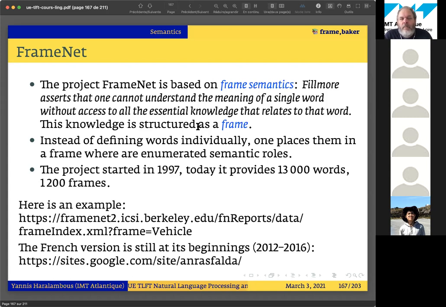In a given frame, each term has a single meaning. So frames eliminate polysemy. And in a given frame, you can describe nouns and verbs and adjectives in a very clear way. So FrameNet defines frames. You have about 1,200 frames. And in each frame, you have words and their relations and also examples. So I invite you to go and take a look at this research. It's very important and can be very useful.